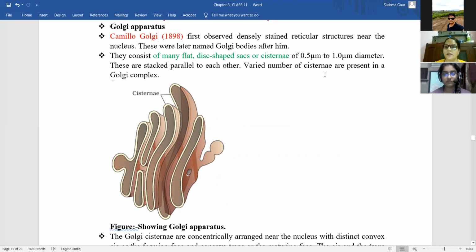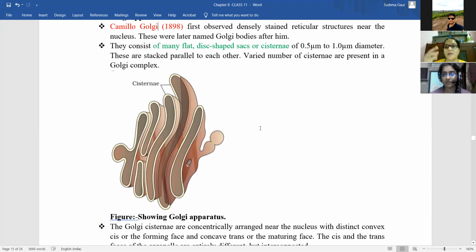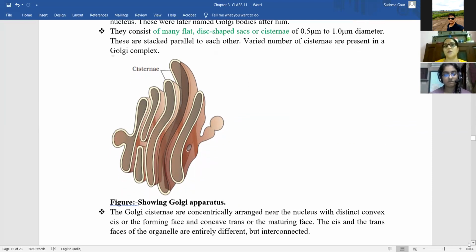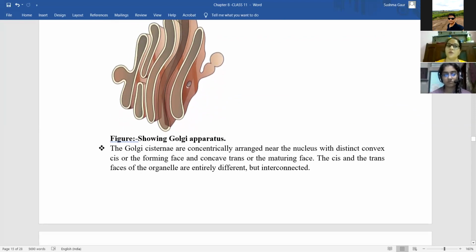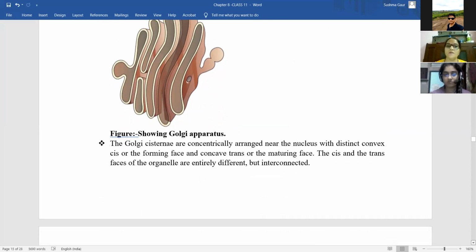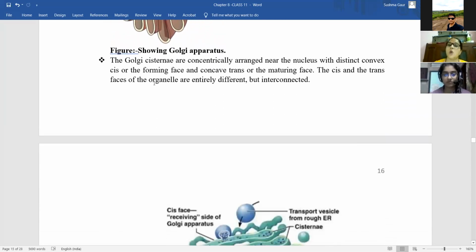The number of cisternae may be different in different cells where the Golgi is present. Okay, so the number of cisternae is not fixed. We can't say there will be 5 cisternae in each Golgi. These Golgi cisternae are arranged near the nucleus with distinct convex cis and trans phase.